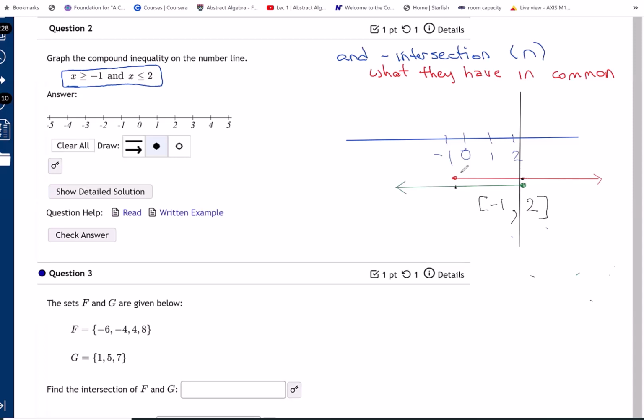My answer here would be from -1 to 2. That's what the intersection is. That's what they have in common. So I go from -1 to +2, including both of those, and I'm going to put a line between.